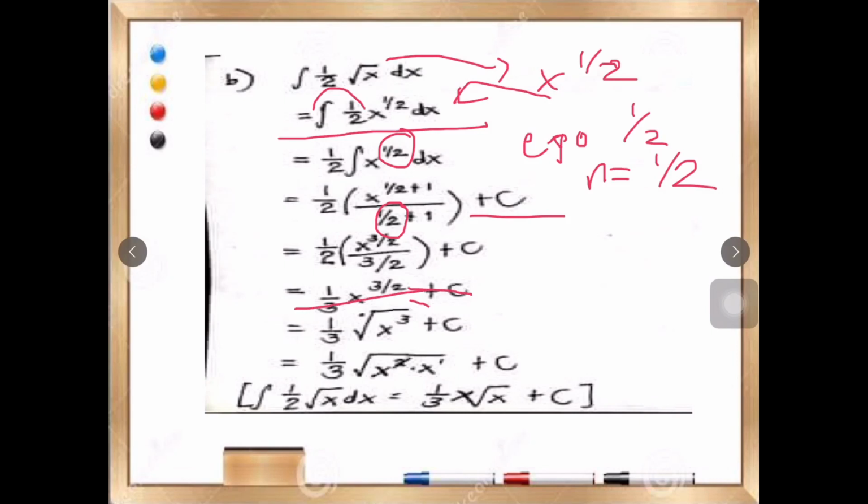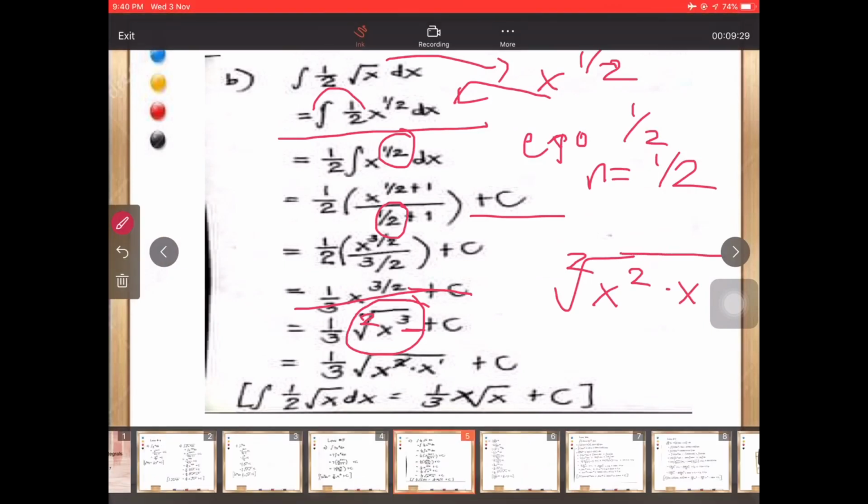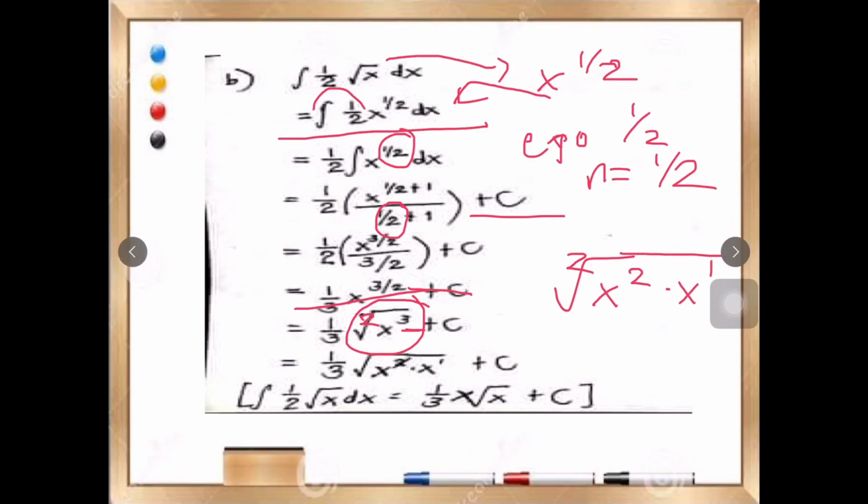Mas malaki ulit yung nasa loob kaysa sa nasa labas. Diba 2 lang dito sa labas? 2 lang yun. So, simplify ulit natin. Law of exponent. May 1 dito, kasi 2 plus 1, 3. Kakancel tong 2. So, we will get 1/3 x the square root of x plus our arbitrary constant c.